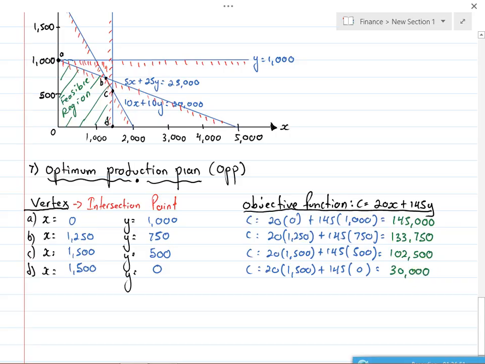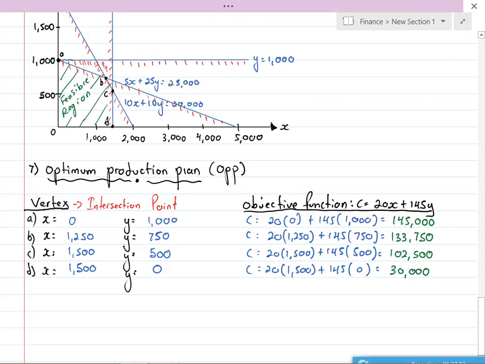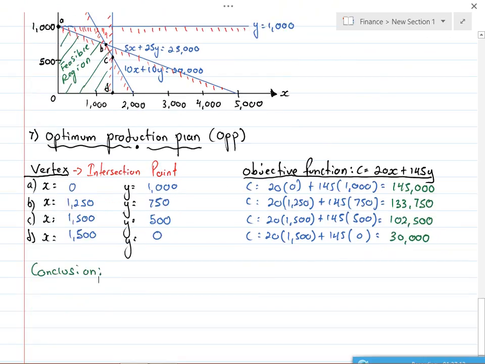So what is the conclusion over here for your part A? Which one is the highest contribution? A, B, C, which one? Or the D? A, am I right? So that is our highest contribution, which is vertex A, or we call it intersection point A.